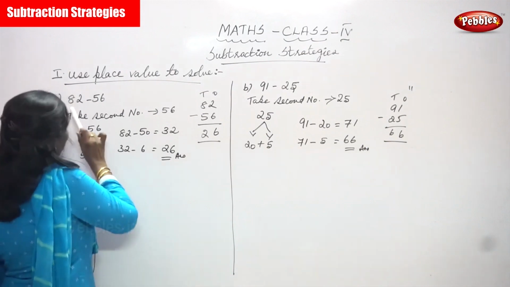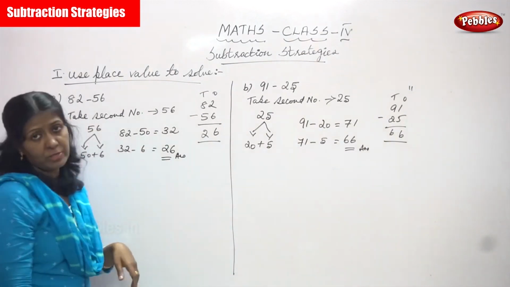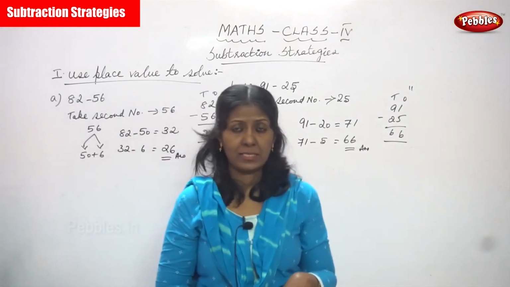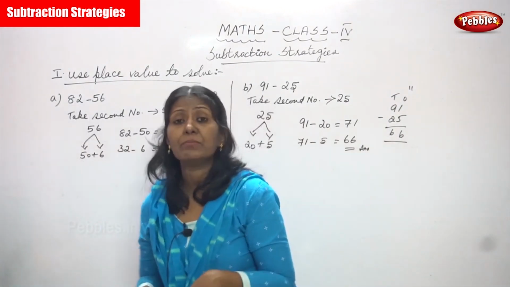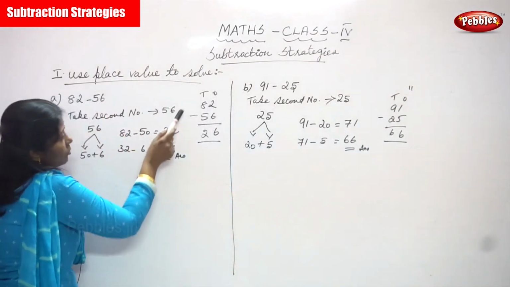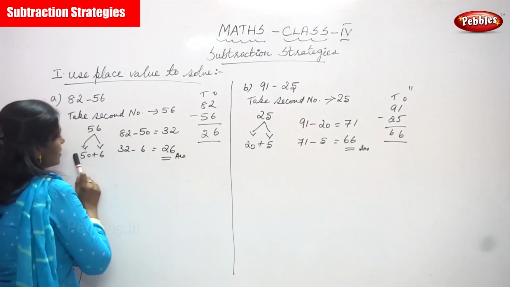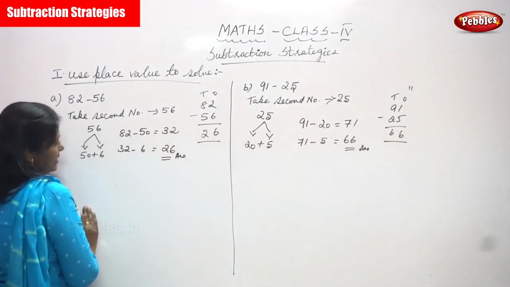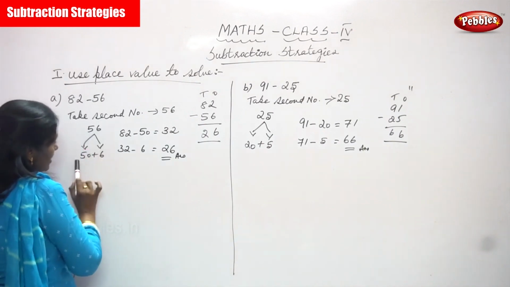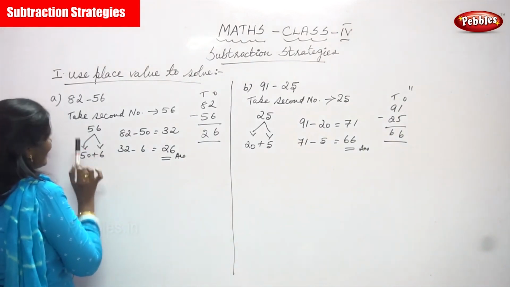The first number is 82. The second number is 56. We are going to take the second number, 56, and split it: 50 plus 6. This is ones and this is tens.